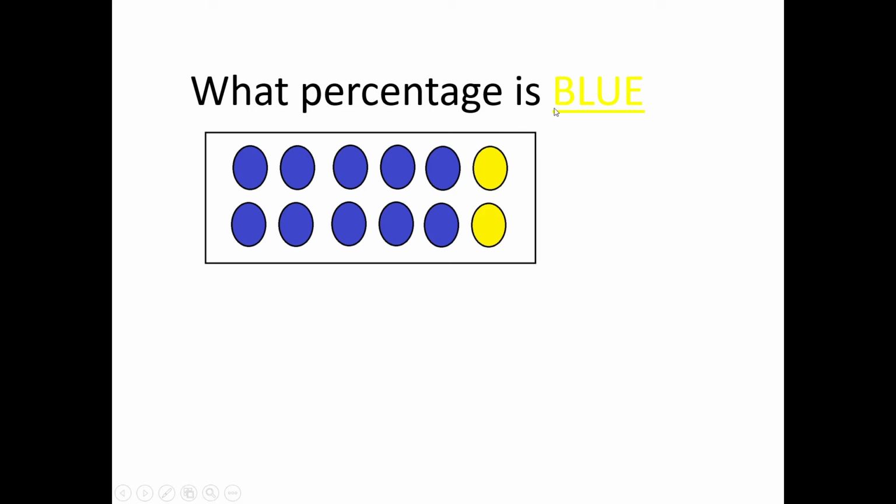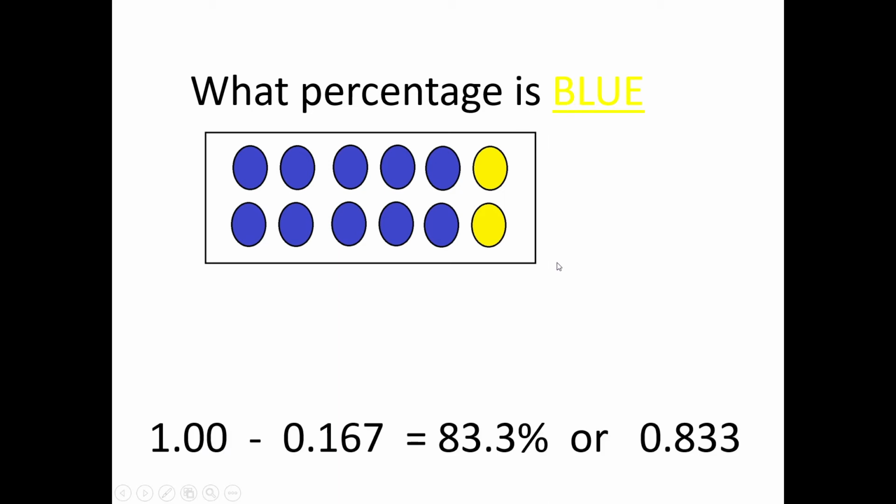Just as a check, we'll look at it. What percentage is blue? Even though it's yellow writing. 1 minus 0.167 is 83.3%, as we said. So it works out.